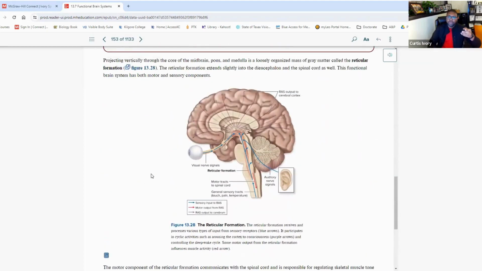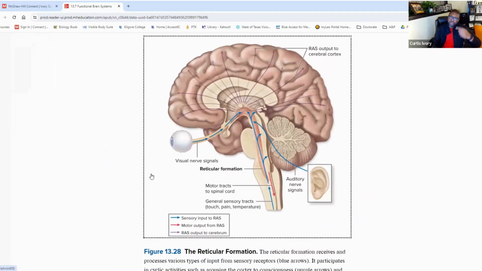So here in this picture, we're seeing how we're getting sensory information from the eyes. We're also getting sensory information from essentially touch, pain, and temperature receptors from the body. So we can see these blue arrows coming from the eyes, which is sensory information. We can see it coming up the spinal cord from the rest of the body, and then we can also get sensory information coming from our ears. And then we can have what's called motor output.